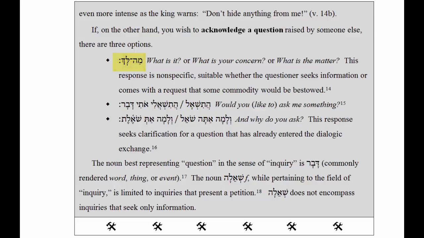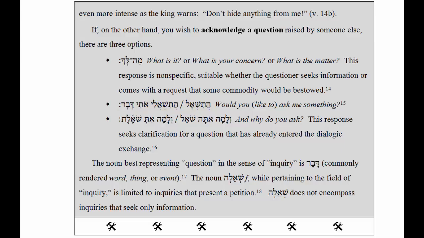Another, a bit more complete, would be hatish'al oti davar. Or if addressing a woman, hatish'ali oti davar. Perhaps someone has asked you a question and you're a bit puzzled by it.